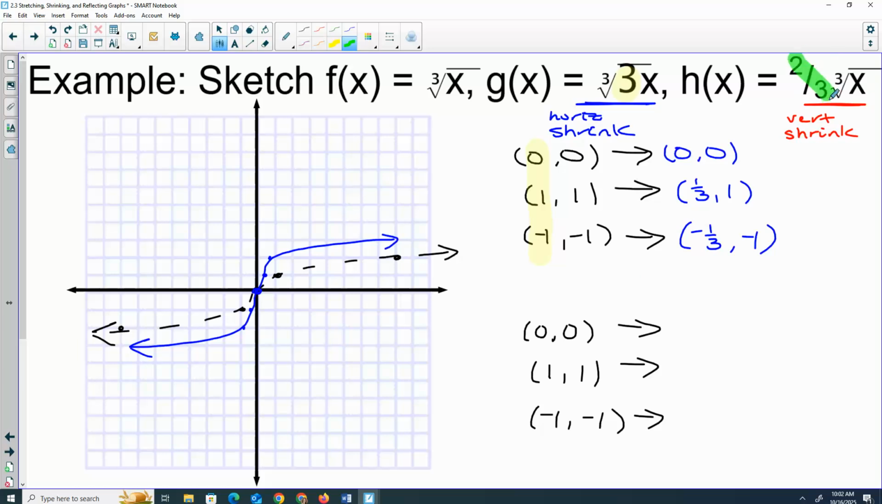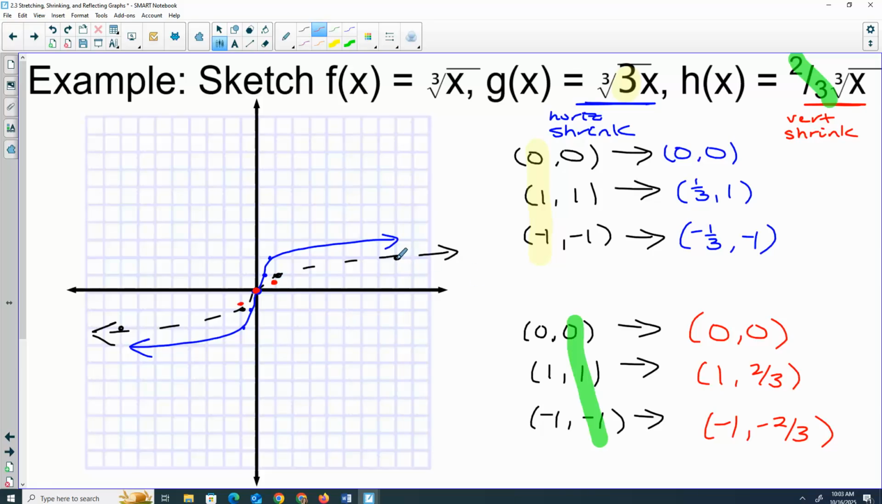Outside changes y, does what it says. So I'm taking my y values times 2/3. So we have 0, 0, 1, 2/3, negative 1, negative 2/3. If you wanted, here was 2, 8. If I take 8 times 2/3, what do you get?